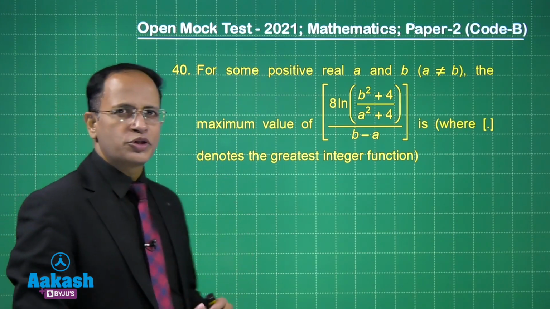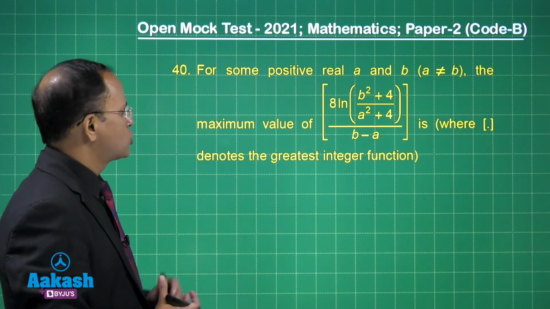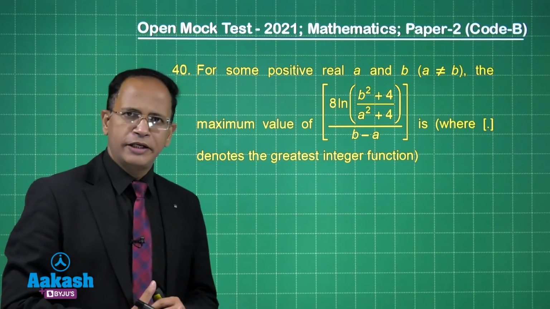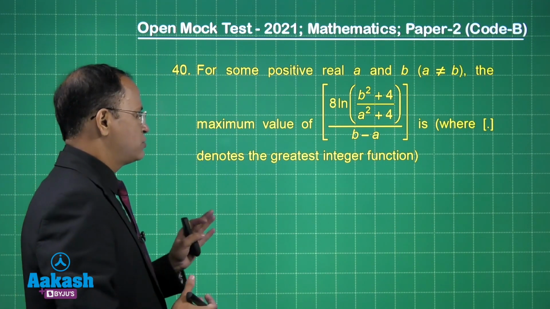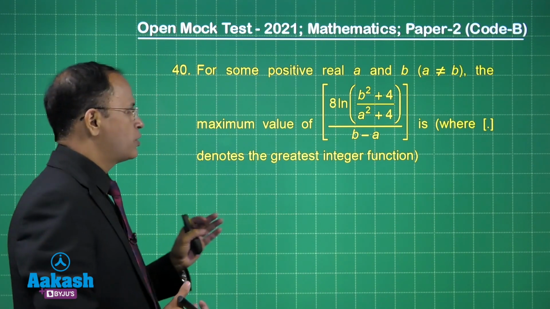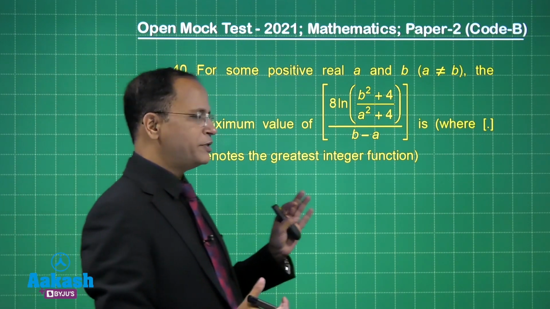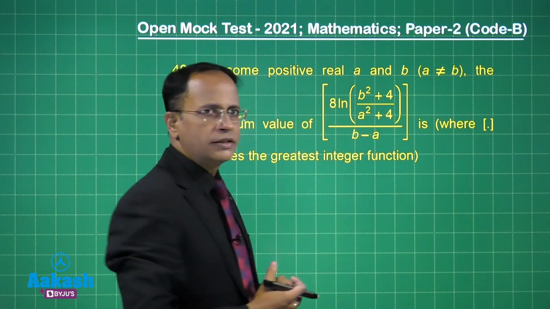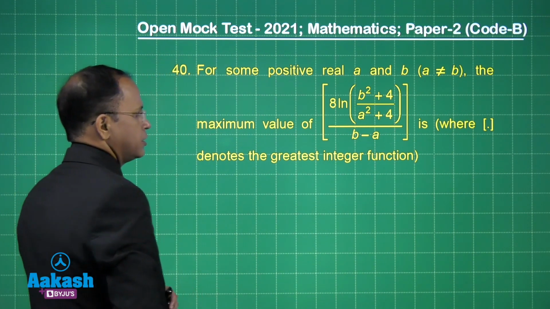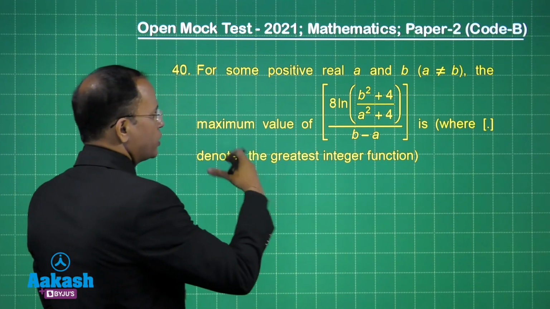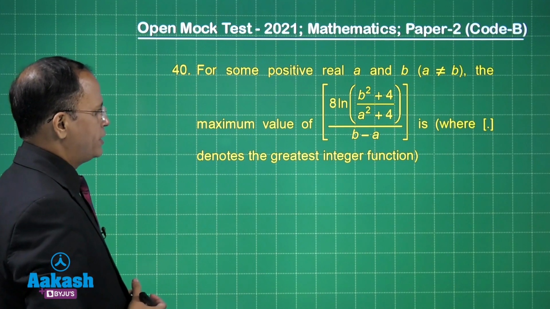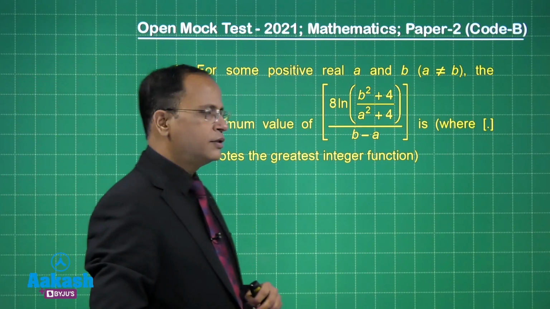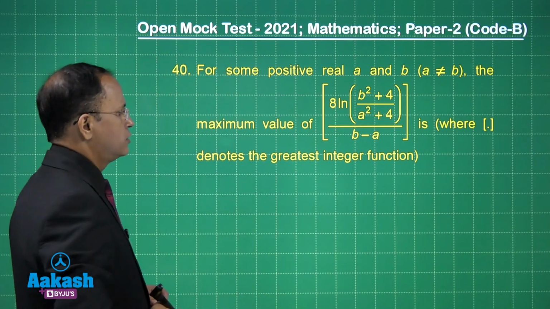Now let's talk about question number 40. For some positive real a and b, where a is not equal to b, the maximum value of 8 ln((b² + 4)/(a² + 4))/(b − a), and we have to check for the greatest integer part. The maximum value needs to be found out, right? Now, how to go about this part?